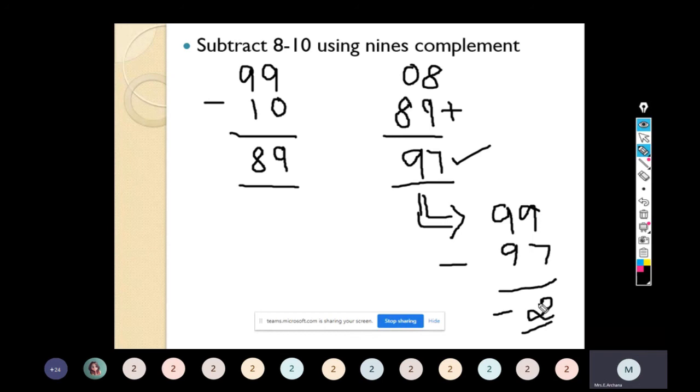The next example we are going to see is bigger number minus smaller number using 10's complement. Smaller number minus bigger number using 10's complement.